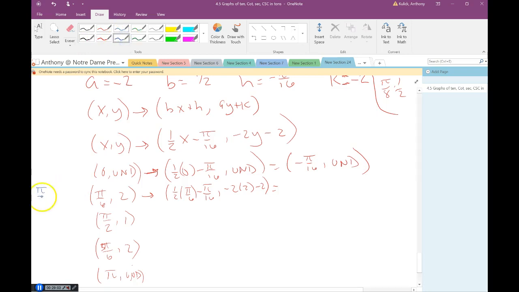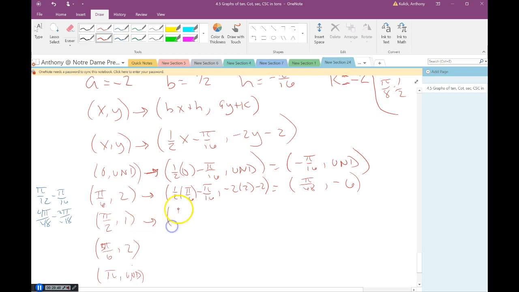So that's going to be π/12 minus π/16. Who sees the common denominator between π/12 and π/16? It's going to be 48, I think, right? 3 times 16 is 48, and 4 times 12 is 48. So that becomes literally π/48. Oh my God, Mr. Kulik, are you serious? Yeah, I picked a doozy for you guys there.